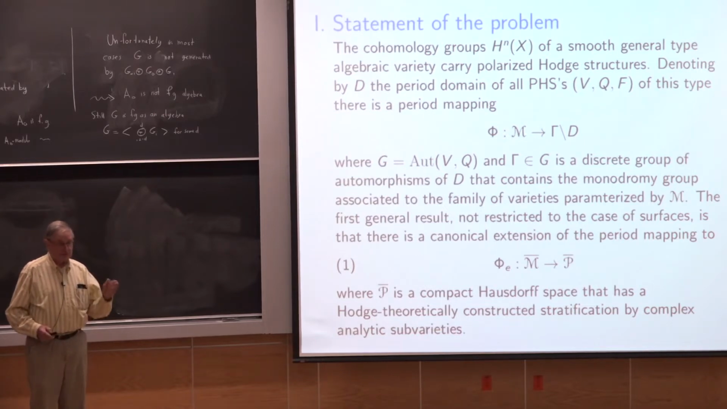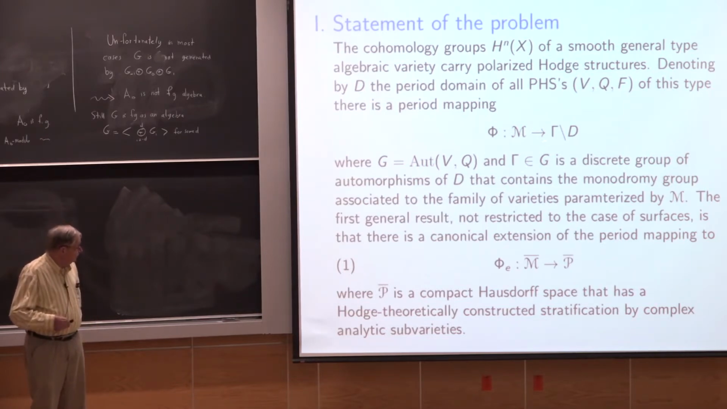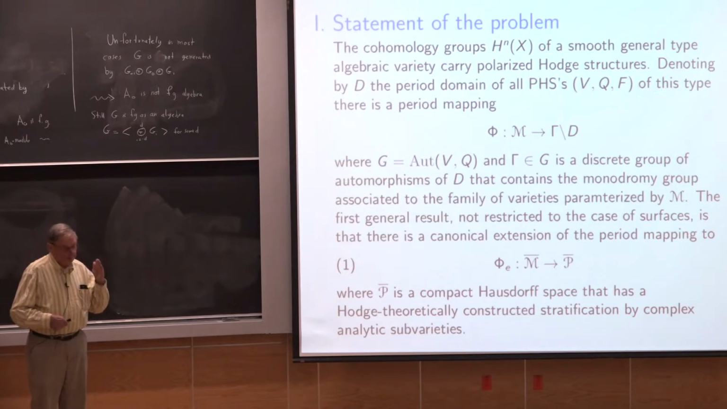Classically, this goes back to Riemann, even before Riemann, one thinks of the integrals of differentials of the first kind on a compact Riemann surface. That matrix is the period matrix. This is some extension of that to higher dimensions. And the period mapping then associates to the moduli space, a family of varieties parameterized by M, an invariant of the moduli space, and there is a canonical extension of this mapping.